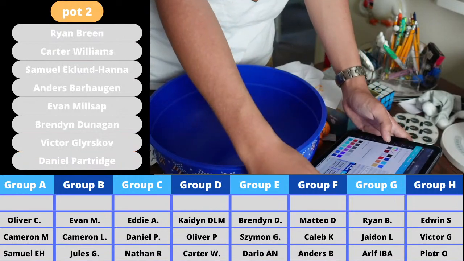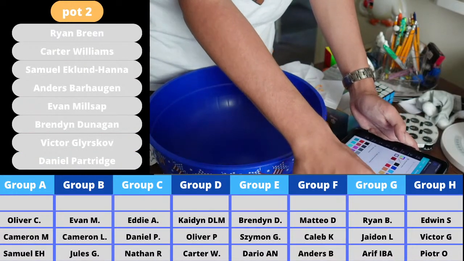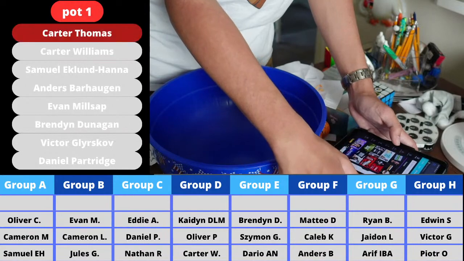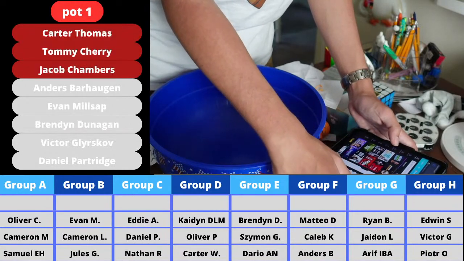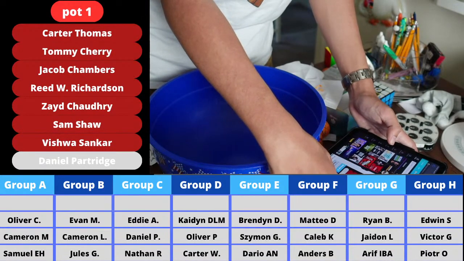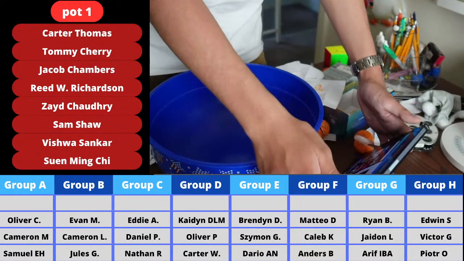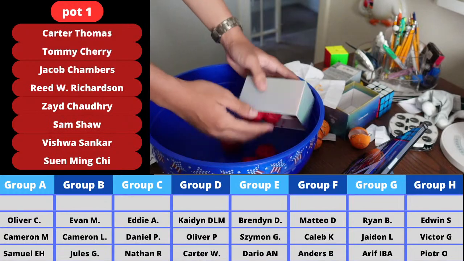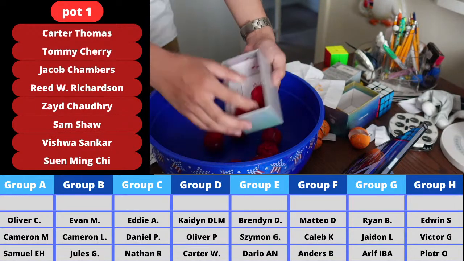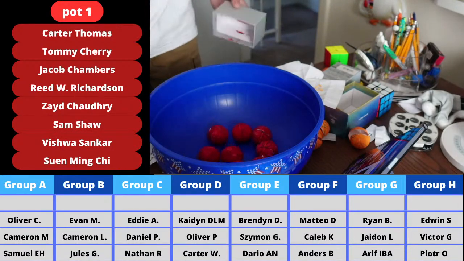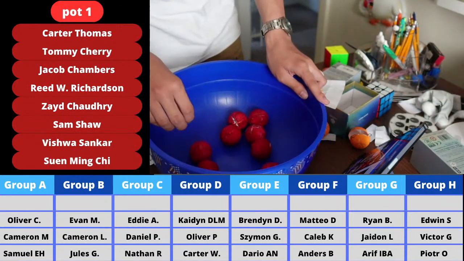Alright. And finally, the pot most of you have probably been waiting for. Pot 1. Here we go. In pot 1, we have Carter Thomas, Tommy Cherry, Jacob Chambers, Reed W. Richardson, Zaid Chaudhary, Sam Shaw, Vishwa Sankar, and Martin Suin. Alright, I will get the pot 1. And without further ado, let's begin. Some of them are stuck in here. Alright, let's move on to pot 1. Let's see. All 8.